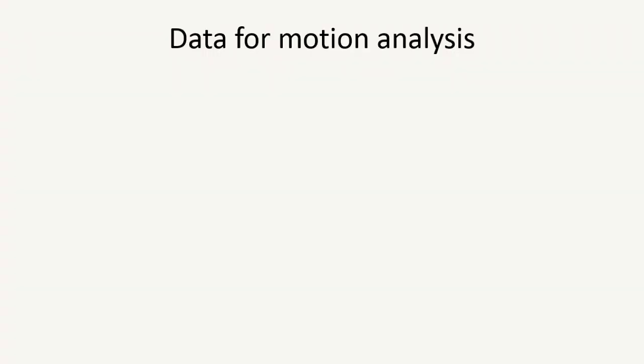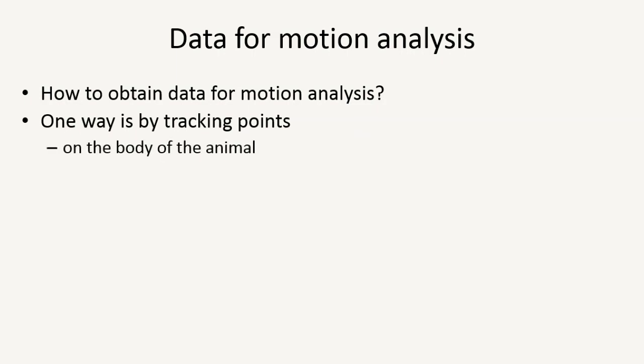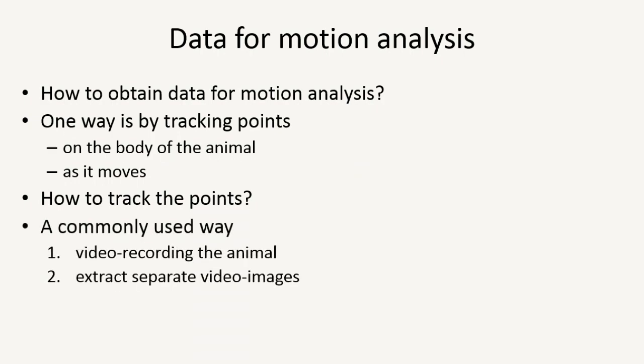How do we obtain the data for motion analysis? One way is by tracking points on the body of the animal as it moves. And how do we track the points? A commonly used way is by video recording the animal, then extracting separate video images, and then labeling the points of interest on the video images.